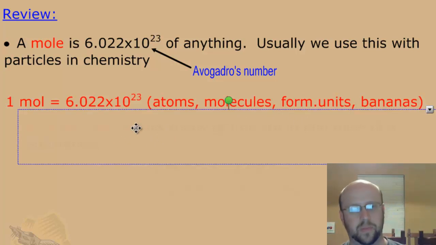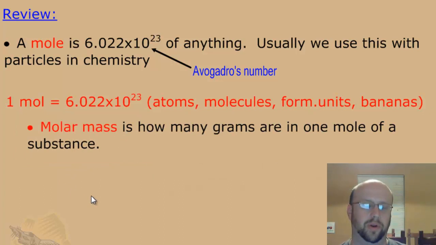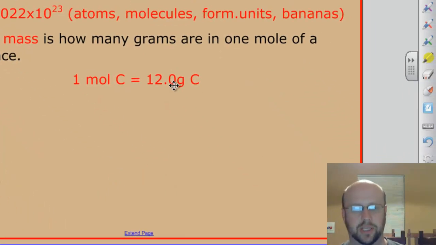Where we're really going to use this the most in stoichiometry is with molar mass. Molar mass, remember, says how many grams are in 1 mole. So if we look up carbon on the periodic table, we would see that carbon has an atomic weight of 12.0 grams. That's where we get our molar mass reading. So 12.0 grams is equal to 1 mole of carbon.